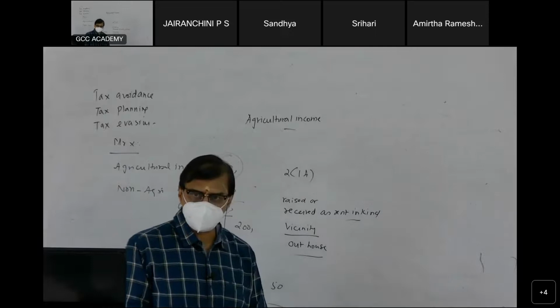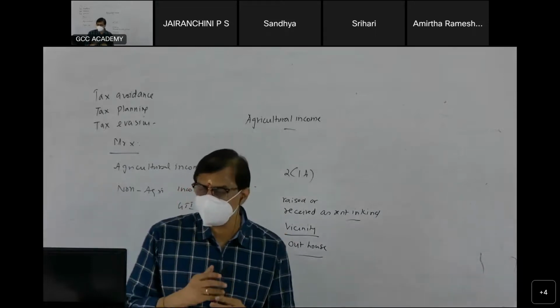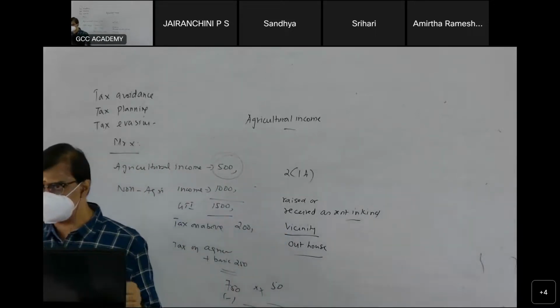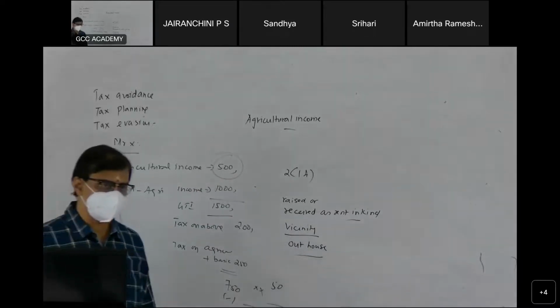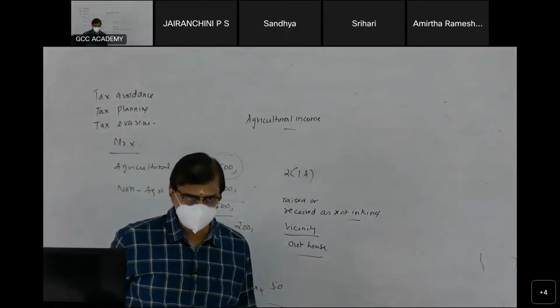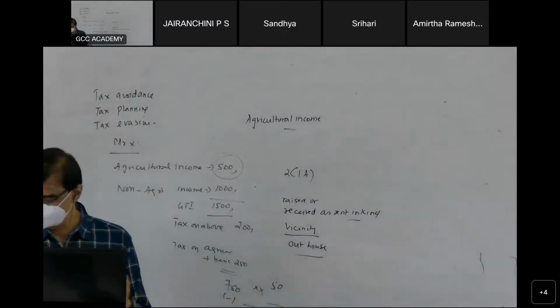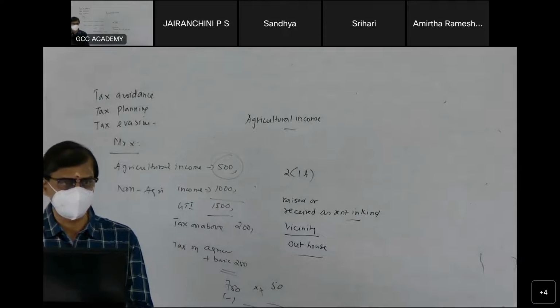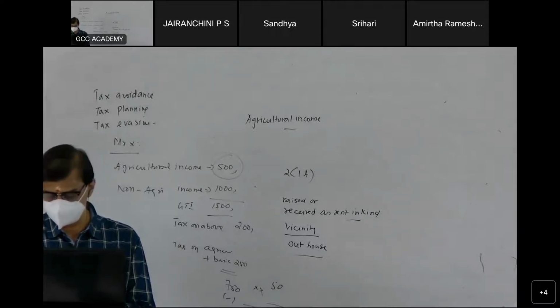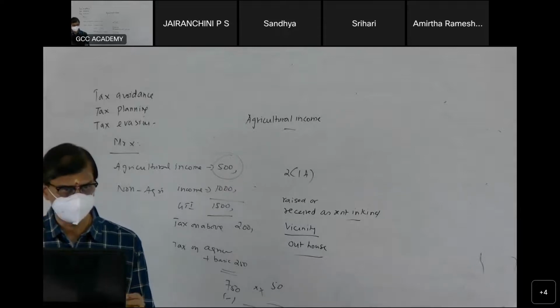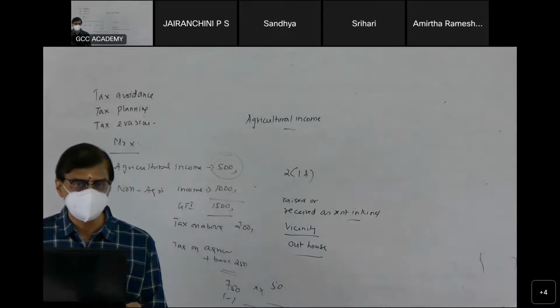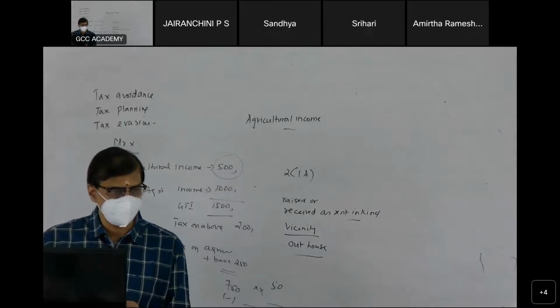Income from sale of wild grass from spontaneous growth. Is it agricultural? Income from sale of wild grass which is spontaneously grown. Is it an agricultural income? No. Yes or no? No. Why no? If you say no. Exactly. Good. I'm happy. Now you got it.